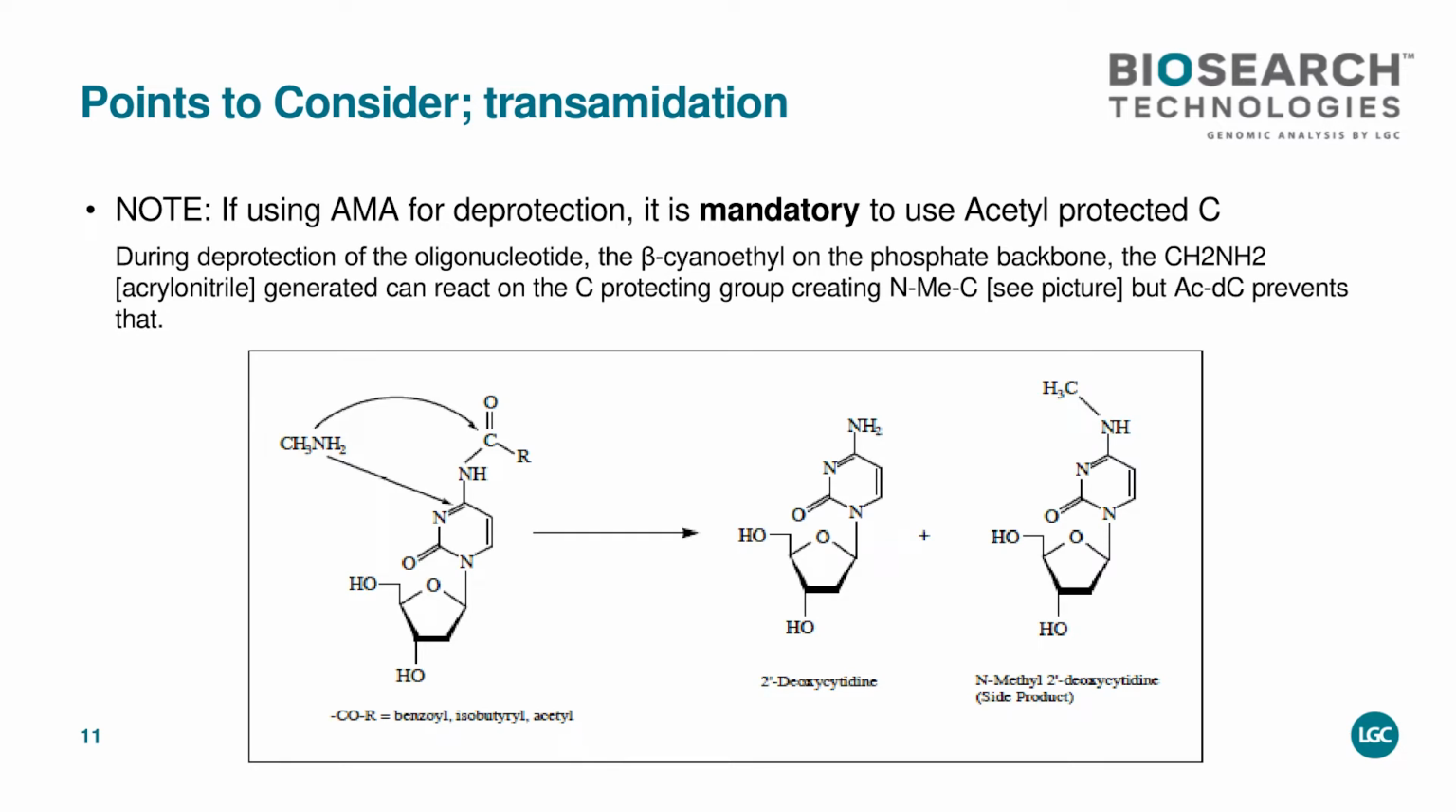I spoke about transamidation. If you are using AMA, it looks nice, it's faster and easier, that's good. But there is a potential secondary reaction. That's why it's mandatory to use the acetyl protected C, because during the deprotection of the oligonucleotide, the acrylonitrile generated from the beta cyanoethyl of the phosphate backbone can react on the C protecting group, creating an N-methyl C, and so it will give you a mixture of the targeted oligo and also a secondary component.